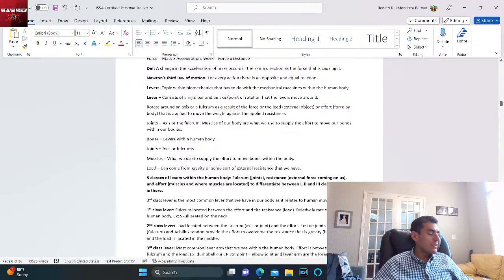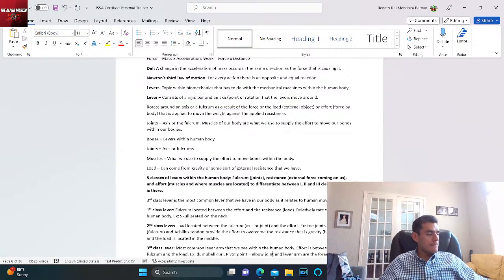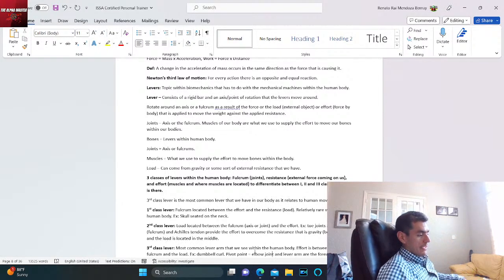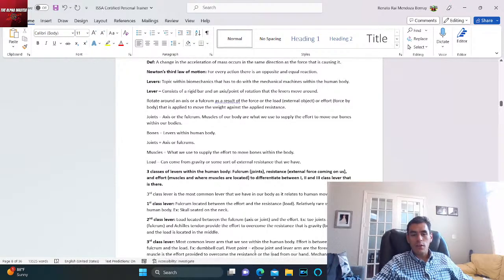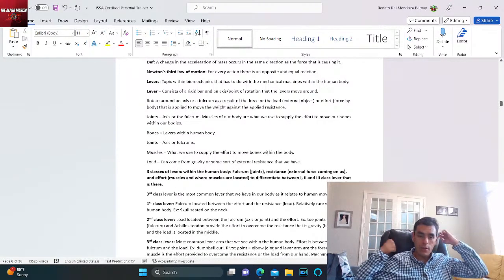The effort is located between the fulcrum, the axis or joint, and the load. So again, the most common lever arm that we see within the human body has the effort located between the fulcrum and the load. An example is a dumbbell curl.